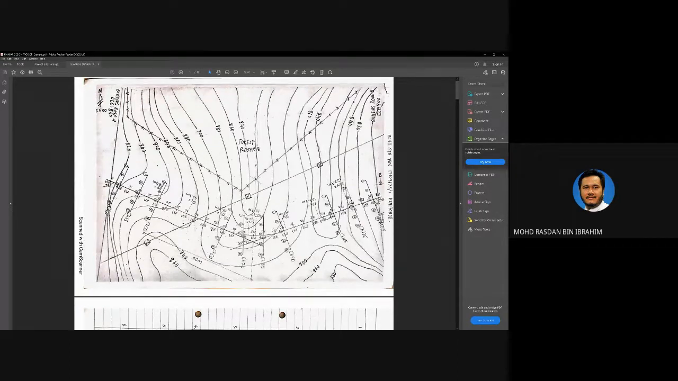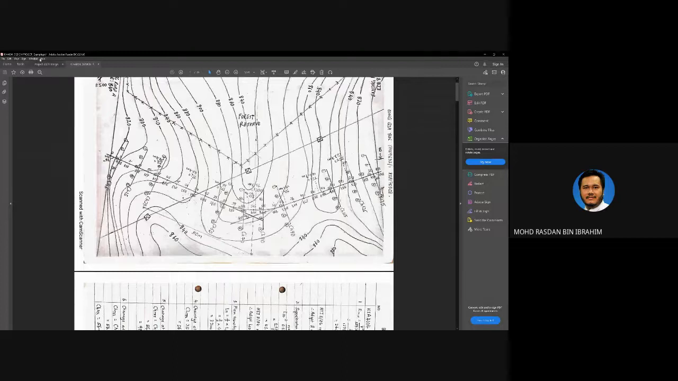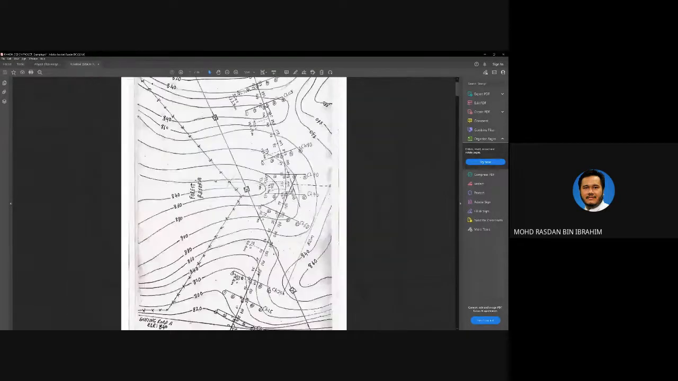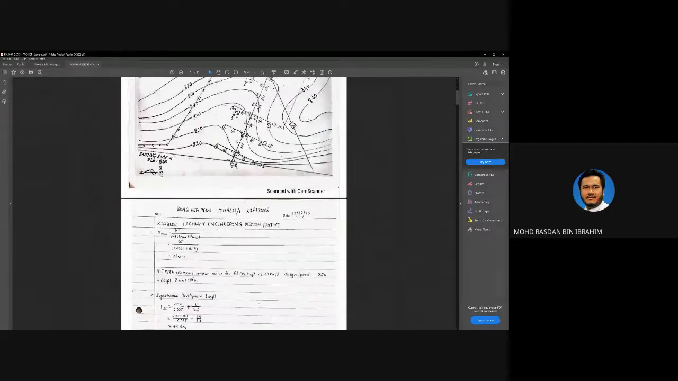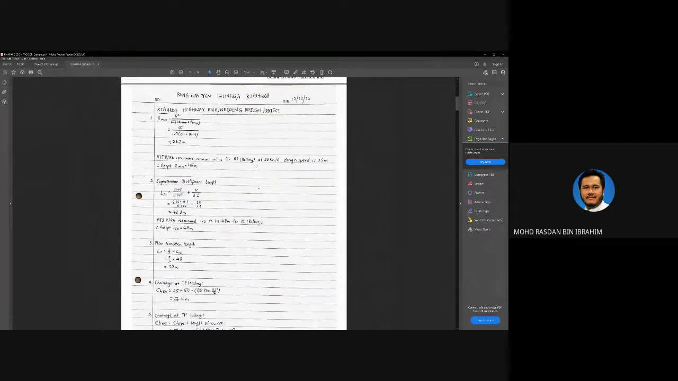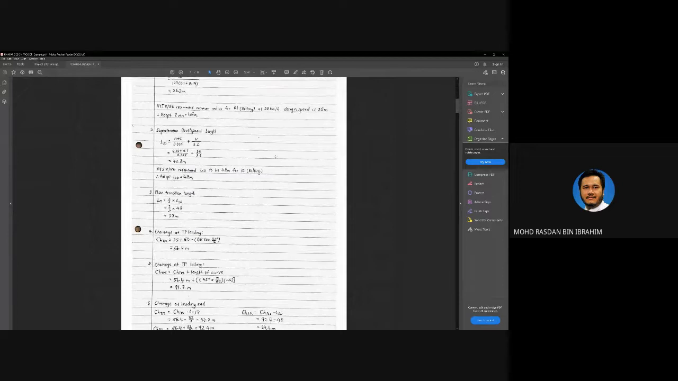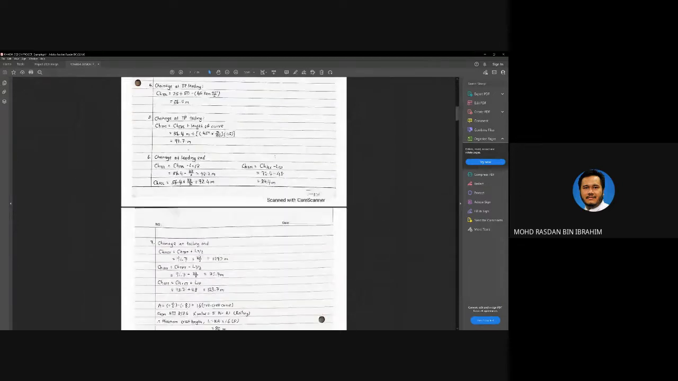So this is her design. A straight segment, a curve, and then a straight segment, connecting point A to point B. And this is the calculation. I'll explain to you in class how the calculation is being done.